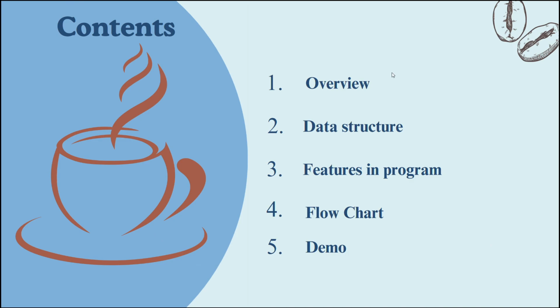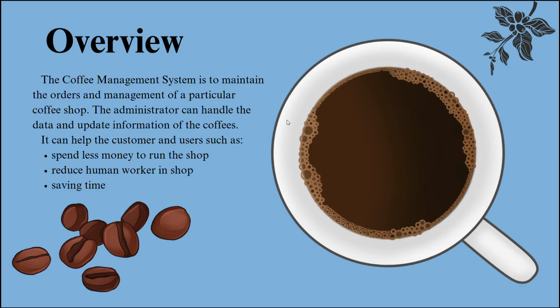The first one is overview, second data structure, third feature and program, fourth flowchart, and the last one is demo. And overview: the coffee shop management system is to maintain the order and management of a particular coffee shop, and the administrator can handle the data and update some information of the coffee. And I think this system really helps customers and users like us save time, reduce human workers, and spend less money to run their shop.